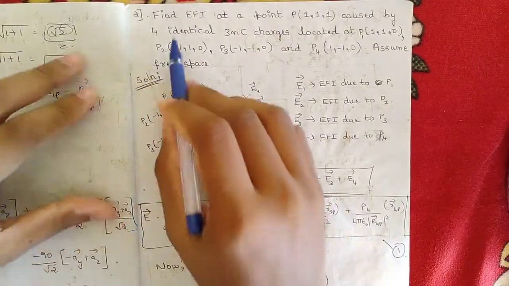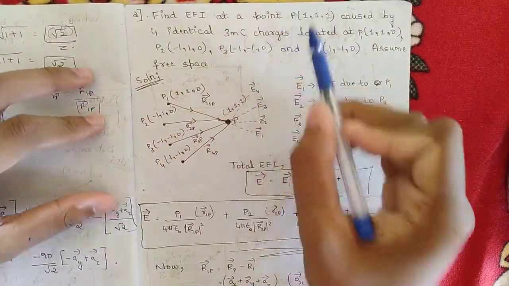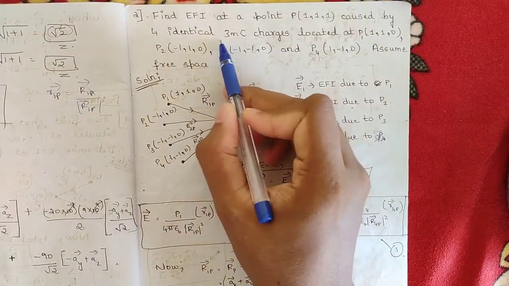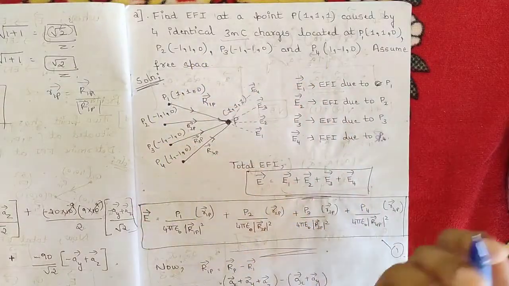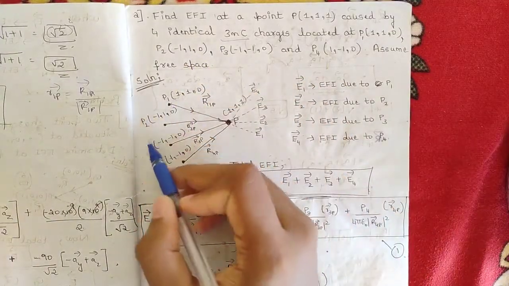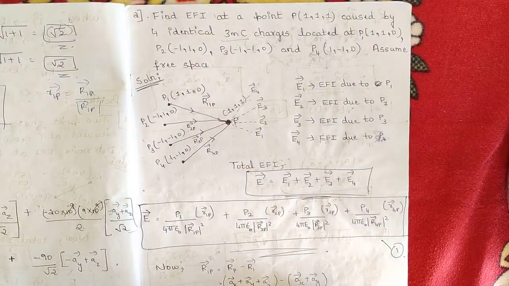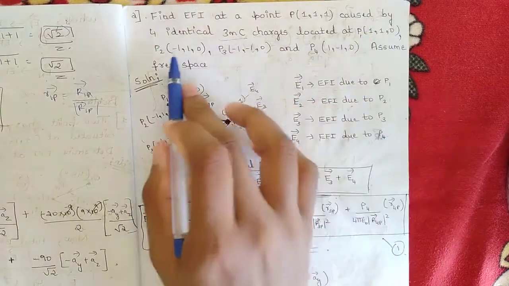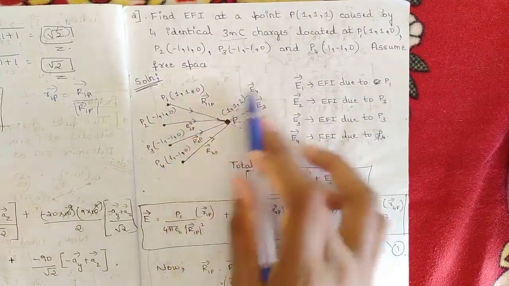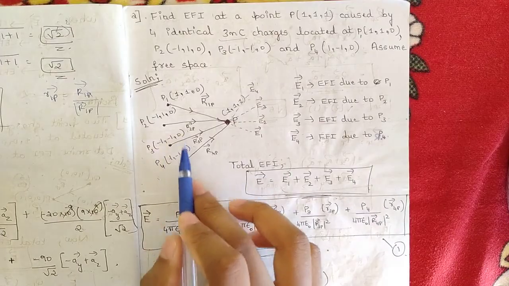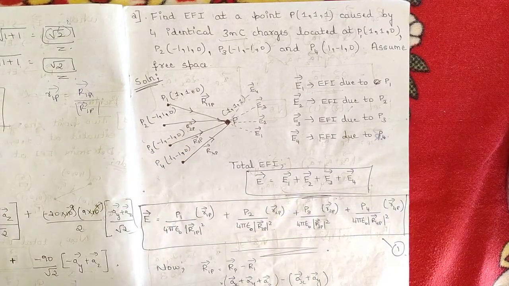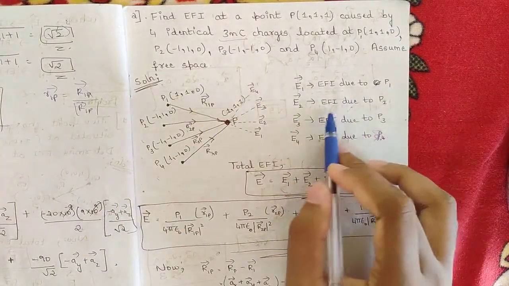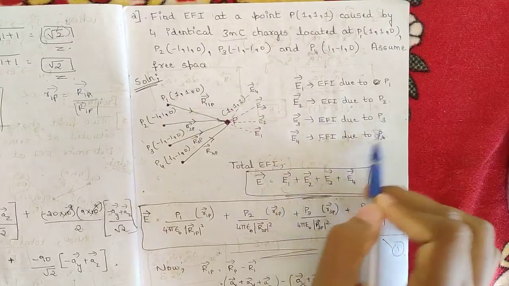The question is, find the EFI at point P of (1, 1, 1) caused by 4 identical 3 nanocoulomb charges. Identical means all the values of charges are the same, that is Q1, Q2, Q3, Q4 all have the value 3 nanocoulomb. The charges are located at P1 (1, 0, -1), P2 (-1, 0, 1), P3 (-1, -1, 0) and P4 (1, -1, 0). E1 is the EFI due to point P1, E2 is the EFI due to point P2, E3 and E4 respectively.